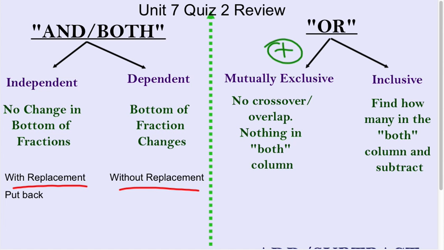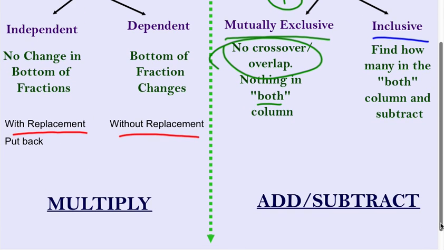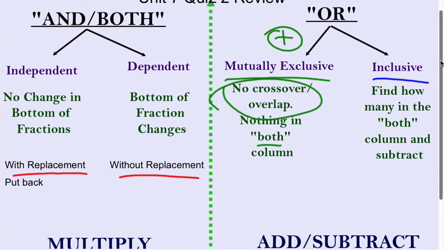This can happen or this can happen. One or two things are going to happen. You're going to have mutually exclusive, which means there is no crossover, there is no overlap, or you're going to have what's called inclusive. You're going to be able to be part of both categories, basically. So there you go. You're going to multiply or you're going to add and subtract. That's what you're boiling down to here.